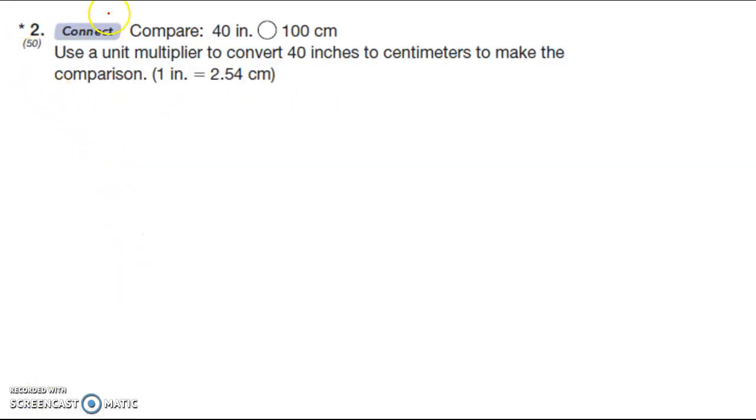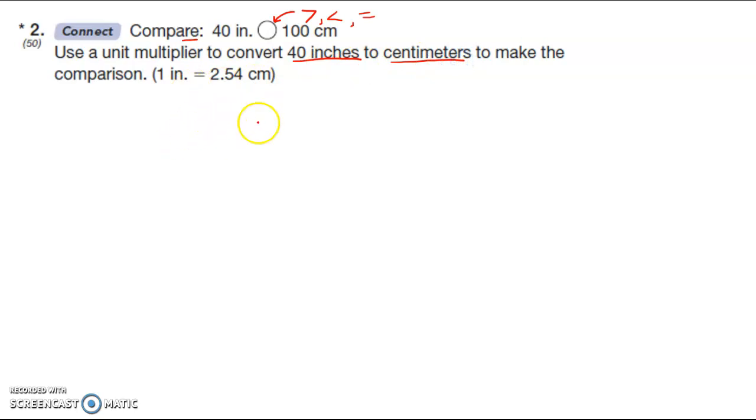So here we go. Number 2 is a starred problem. It says compare 40 inches to 100 centimeters. And when it has one of these circles and it asks you to compare, it's looking for a greater than, less than, or equal to sign in this circle. And then it tells us what they want us to do. Use a unit multiplier to convert 40 inches to centimeters and then make the comparison.